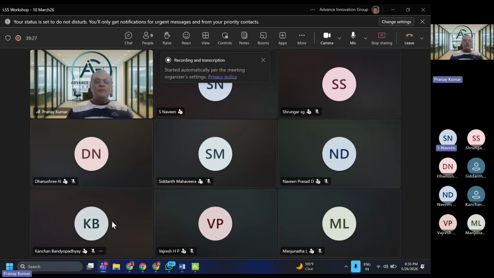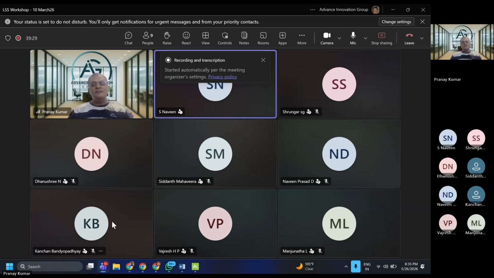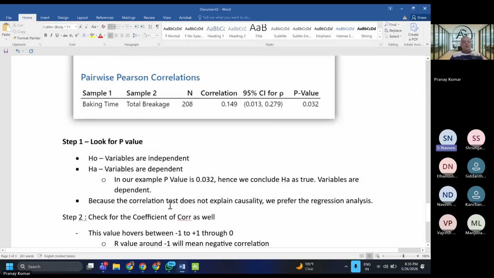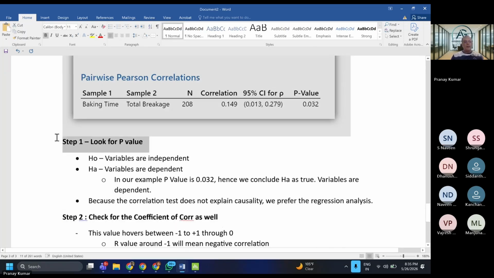That's why we are mentioning R square, because we are only focusing on magnitude with R square. So, the difference between R and R square: R can be negative, while R square shows magnitude. Everyone, we are good so far?